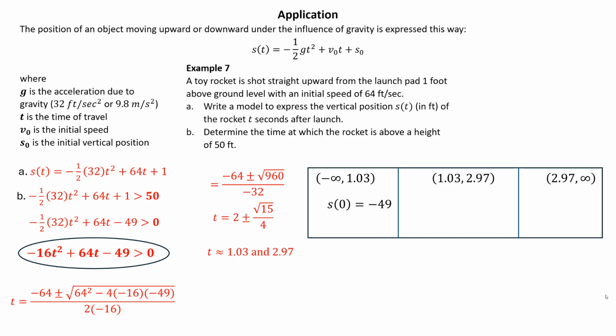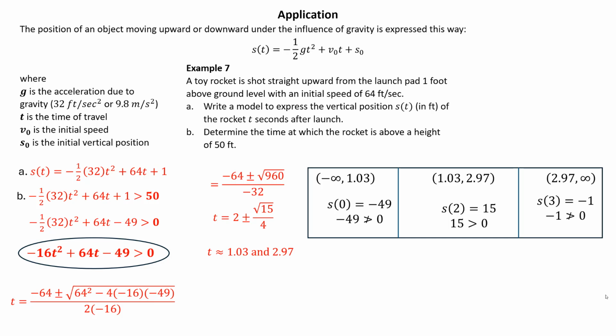From 1.03 to 2.97, we can test s of 2, because that's in that interval. If we put that into the equation, we get s of 2 is 15, which is greater than 0. So that's definitely an interval where this function is greater than 0. And then from 2.97 up to infinity, if we put in, say, 3 in there, we get s of 3 is negative. So that is not greater than 0.